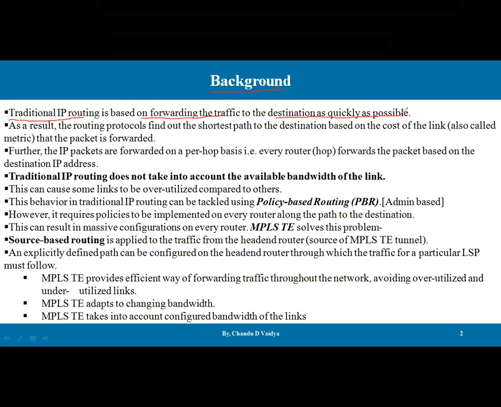The forwarding of packets from one place to another happens quickly because we are using the source address and destination address, and a routing table is available. On the basis of the routing table we can decide how to forward that particular packet. As a result, of the routing protocols, there are two categories: static routing and dynamic routing. Specifically, dynamic routing finds the shortest path to the destination based on the cost of the link, also called the metric. That is how the packet is forwarded.